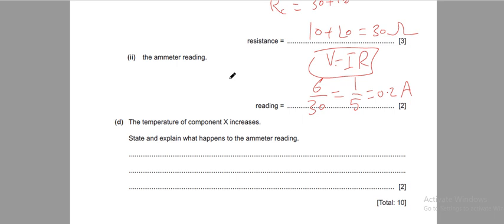State and explain what happens to the meter reading as temperature of component X increases. We will say that resistance of X will decrease and the total resistance of the circuit will decrease, and current will increase.